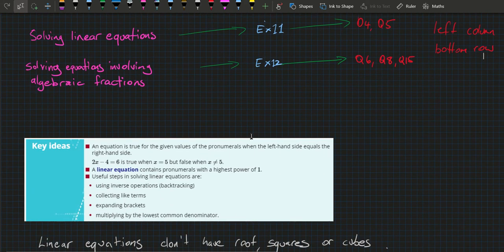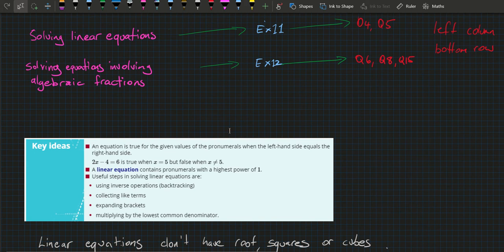So the key ideas in this is you're going to be given an equation and you'll be able to figure out what the value of the pronumeral is. With the left-hand side equaling the right-hand side, we will be able to substitute back in at the end whatever result we come up with, and you'll be able to check, okay?